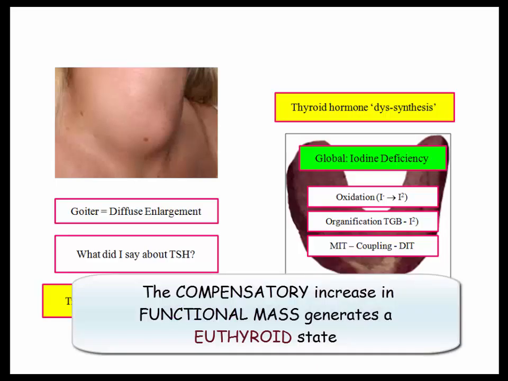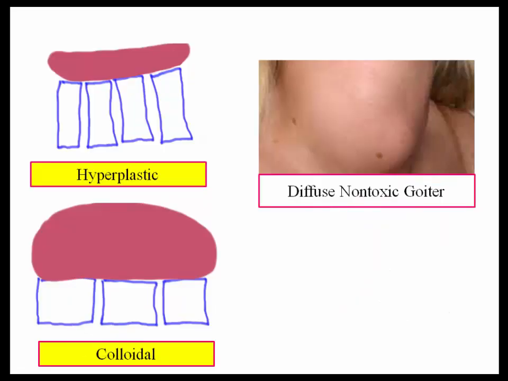Let me be clear. Although there is an impairment in thyroid hormone synthesis and there is a rise in TSH, the compensatory increase in functional mass generates a euthyroid state. In these instances, the free T4 is normal, but the TSH may be slightly elevated. So pathologically, what is going on? The gland demonstrates one of two growth patterns. These are hyperplastic and colloidal.